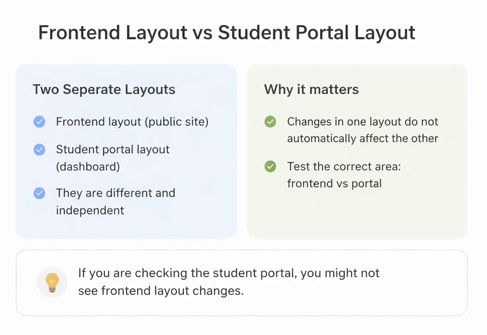In the next part, the analysis would naturally move into pinpointing the exact change and validating it by testing or rolling back. The key idea here is that the project uses separate layouts for different parts of the system. The public-facing front end has its own layout, and the student portal or dashboard side has a different layout. So if someone is checking the student portal and expecting a front-end layout change, they may think nothing happened because they are looking at the wrong layout. When debugging or testing UI changes, the first step is confirming which layout you are actually editing and which part of the site you are viewing.